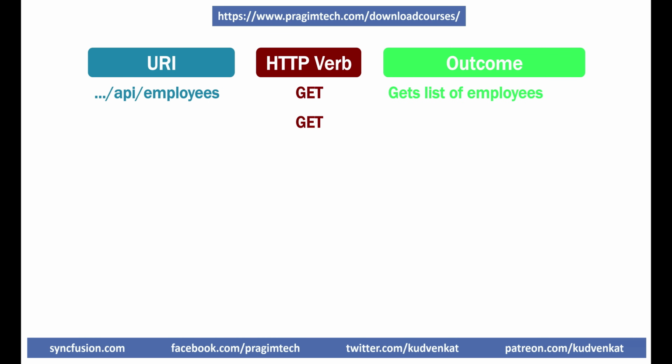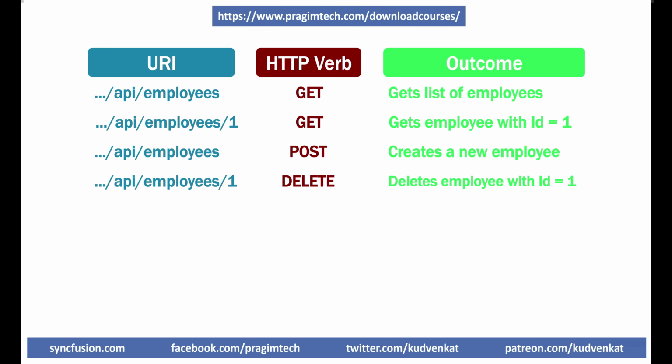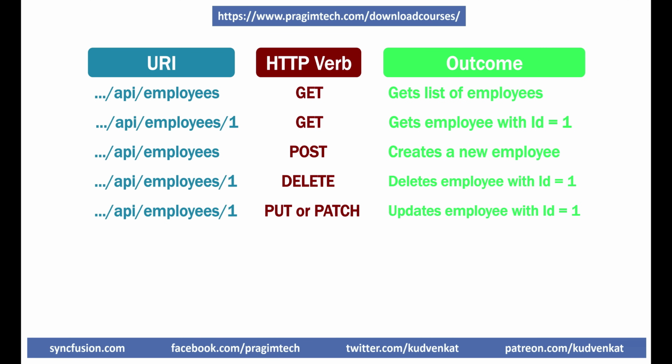The same HTTP verb get to this URI, that is /api/employees/1, gets the employee with ID equals 1. Post verb to the URI /api/employees creates a new employee. The verb delete to the URI /api/employees/1 deletes the employee with ID equals 1. The verb put or patch to the same URI updates the employee with ID equals 1.